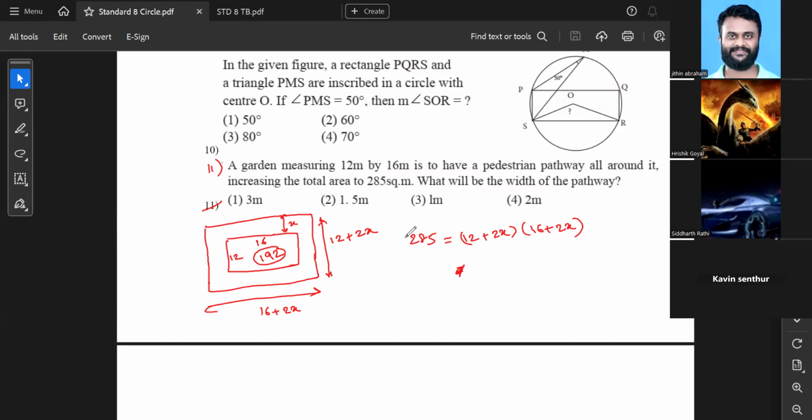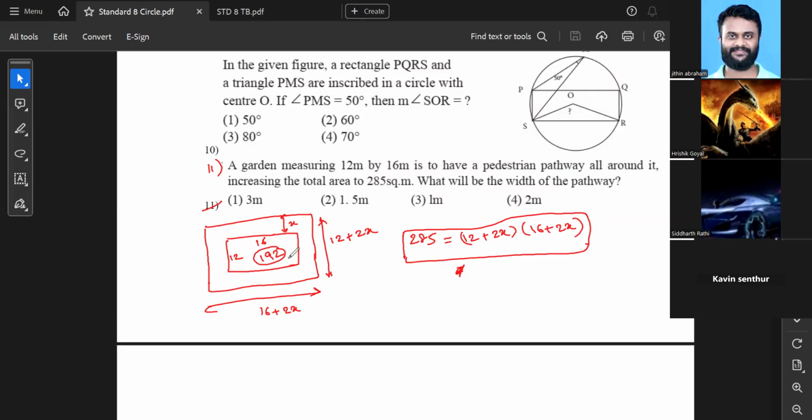Sir, we can take 4 common outside, so 4 into 3 plus 2x into 4 plus 2x. The thing is, we can take it, but there is not much benefit because it is not going to get cancelled, right? So there is no point in taking it outside. Valid point. So this is one method which we can solve. I'll just box it and keep it aside. I'm thinking of another method.